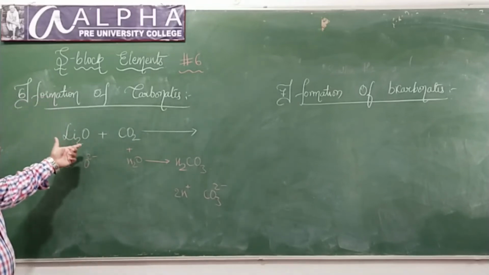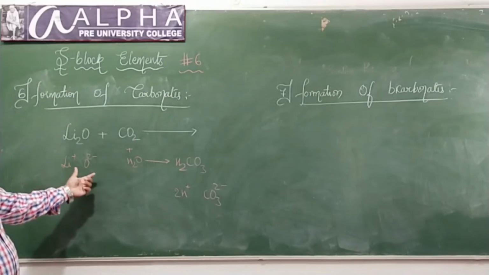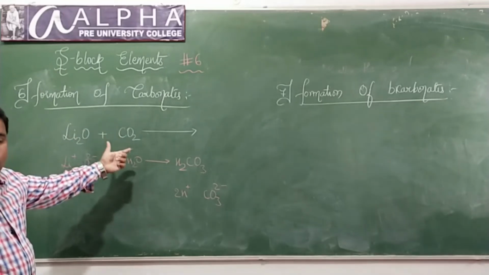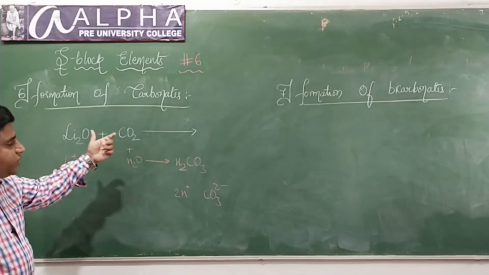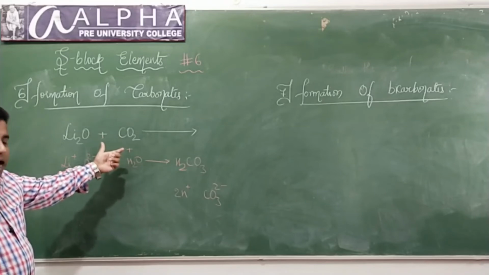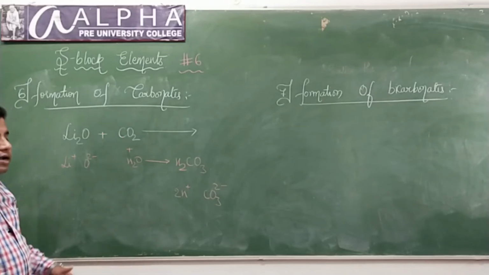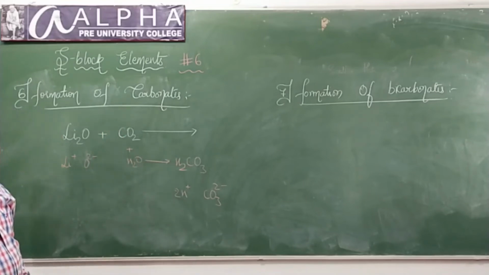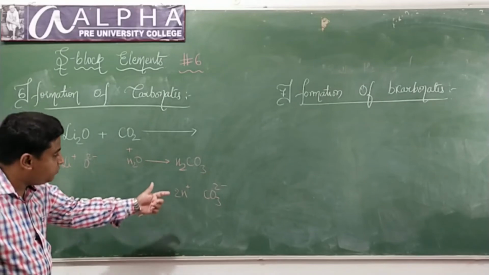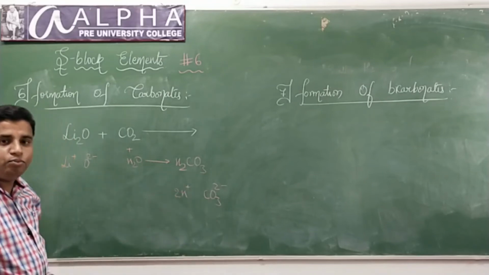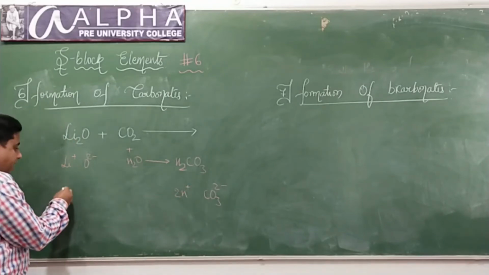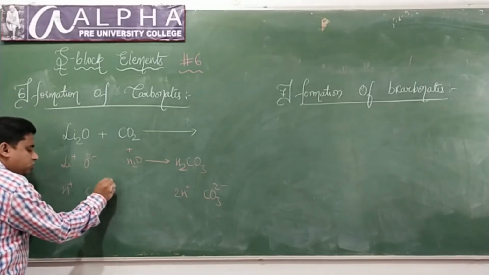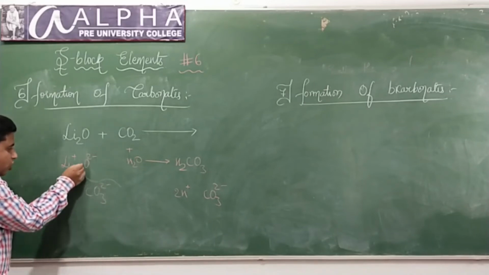Now, in lithium oxide we have lithium ion and oxide ion, whereas carbon dioxide is purely covalent, therefore there will be no ions. So when such a covalent compound is there in the reaction, you have to dissolve it in water. When carbon dioxide dissolves in water, it forms carbonic acid. And what are the ions in carbonic acid? We have H plus ion and carbonate ion, CO3 2 minus. Now interchange the ions.